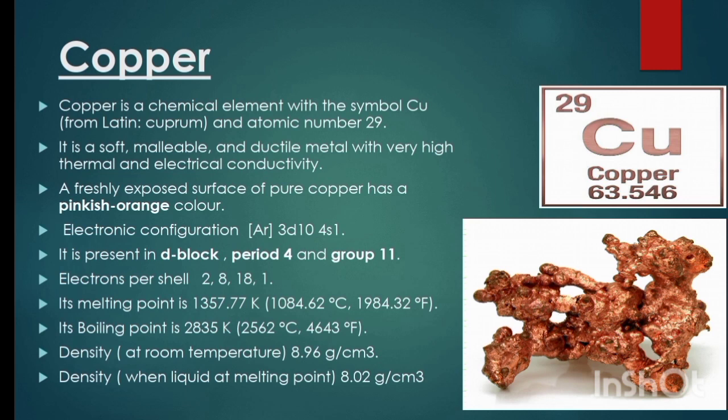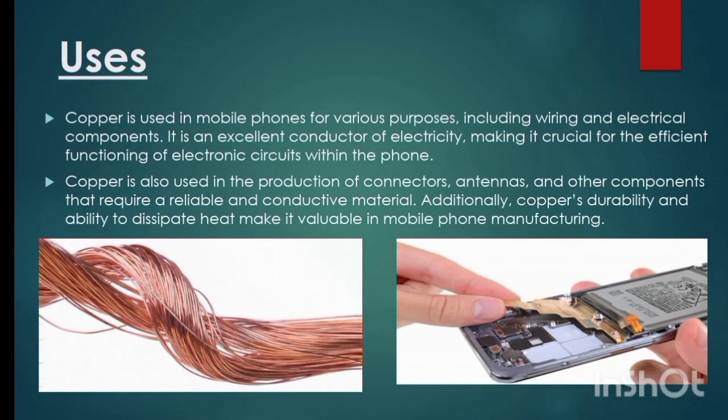You can see in this picture copper metal. Electronic configuration of copper is given. It is present in d block, period number 4, group 11. Its density at room temperature is 8.96 grams per cubic centimeter, and its density when liquid at melting point reduces to 8.02 grams per cubic centimeter.